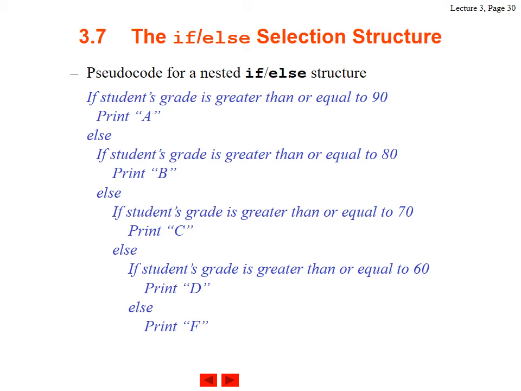If student's grade is greater than or equal to 90, print A. So if it is not greater than 90, that's the else. So this else is for that. Then do this test. If it is greater than or equal to 80, print B, right? Or else if it is not greater than that, let's do another test. So this goes with that, this goes with that, and this goes with that. So each if has its own else, it's else if, else, right? That's a nested if else structure.